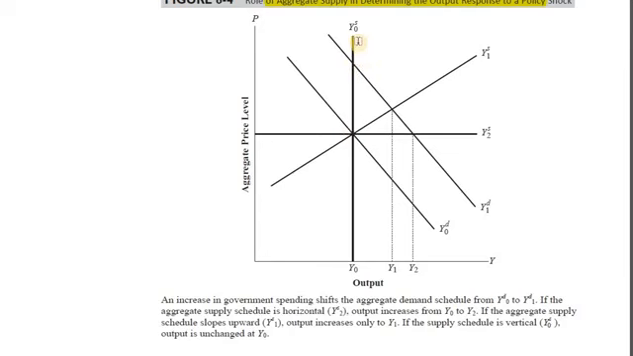The classicals are of the view that aggregate supply is vertical. Wages and prices are perfectly flexible, and output is determined just by the labor market conditions and not based on the aggregate demand. So the key takeaway from this diagram is, if we are taking the classical aggregate supply, then no matter what the aggregate demand is, it's going to have no impact.